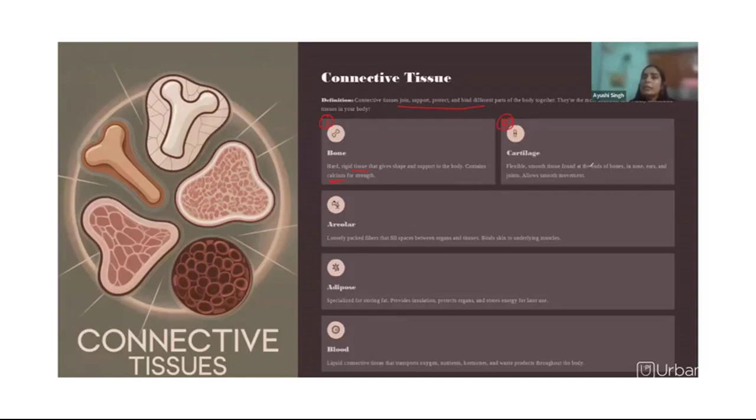Cartilage might look like a bone, but it is very flexible in nature. It is present in your ear, or maybe your nose. You can move your nose like this, right? So the ear and nose cartilage is made up of very smooth tissue, okay?